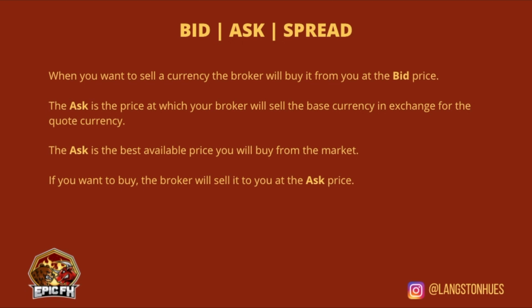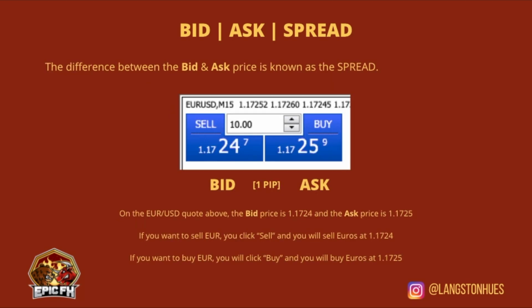If you want to buy, the broker will sell it to you at the ask price. The difference between the bid and ask price is known as the spread. On the Euro USD quote above, the bid price is 1.1724 and the ask price is 1.1725. If you want to sell euro, you click sell and you will sell euros at 1.1724. And if you want to buy euros, you will click buy and you will buy euros at 1.1725.